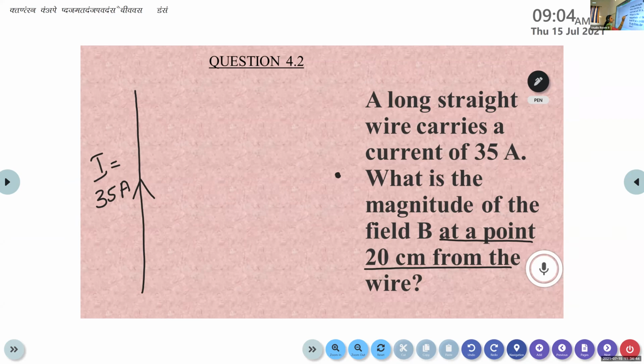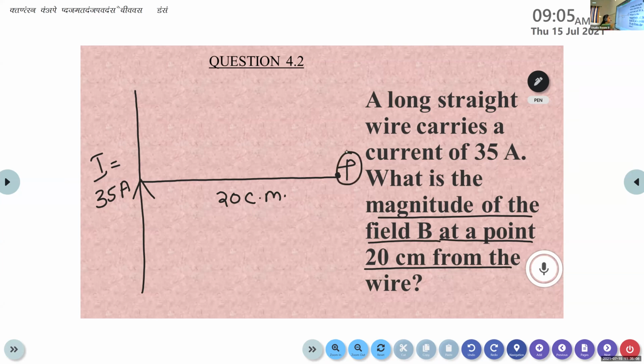Imagine it produces a magnetic field here at a point P, and this point P is at a distance of 20 centimeter away from this straight conductor. So we want to calculate the magnitude of the magnetic field B produced at this point P, that is at a distance of 20 centimeter away from the straight conductor.